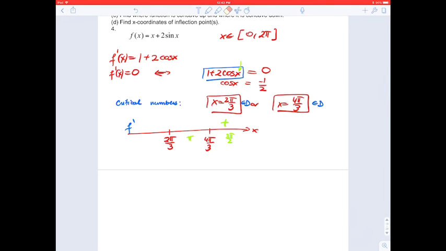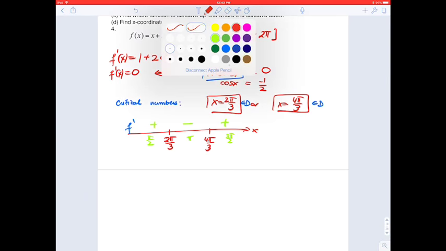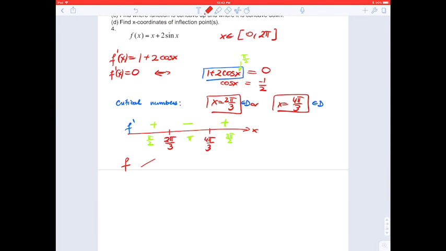Then I will do pi. If we substitute pi instead of x, cosine at pi is negative 1. 2 times negative 1 is negative 2, plus 1, it's negative. And then I can say pi over 2. Cosine at pi over 2 is 0. Times 2, 0 plus 1, positive number. Okay, really nice sign. Then we know that the function is increasing and then decreasing and then again increasing.